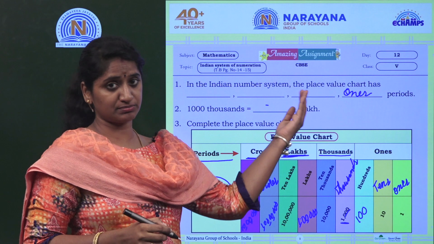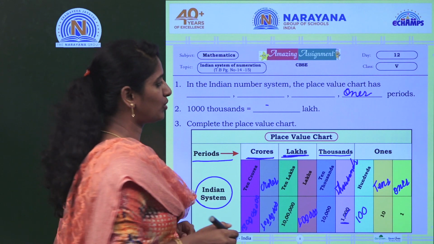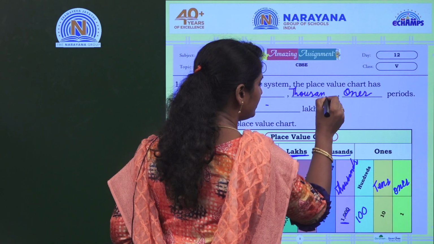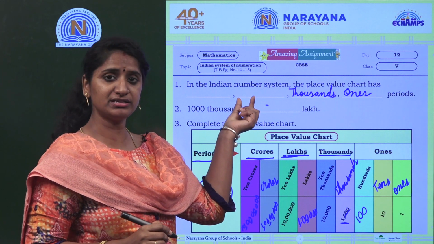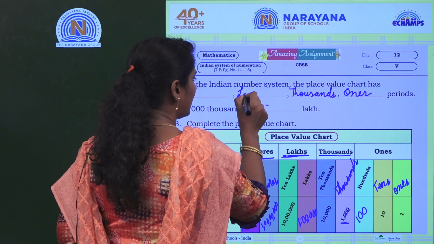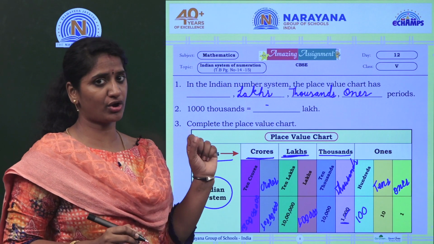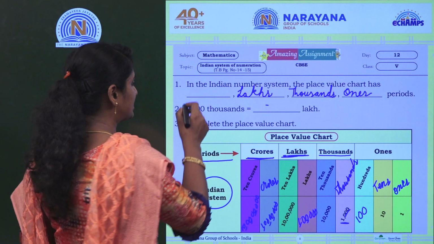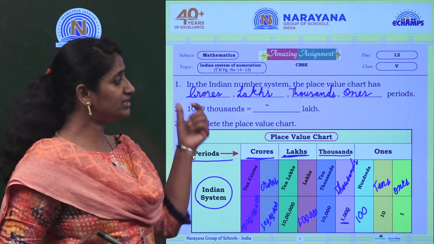Okay. The next, before which period? Before ones period, it's thousands period. What will we call it? Thousands period. Then before that, what is this? You can check here. Lakhs. Yes. So write here lakhs. This is lakhs period. Then before is, yes, what is this? Crores. You can write it here, crores. So these are the periods.